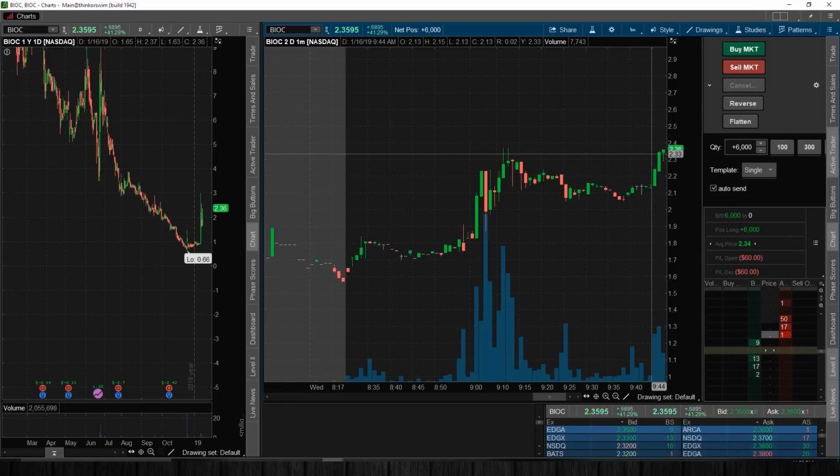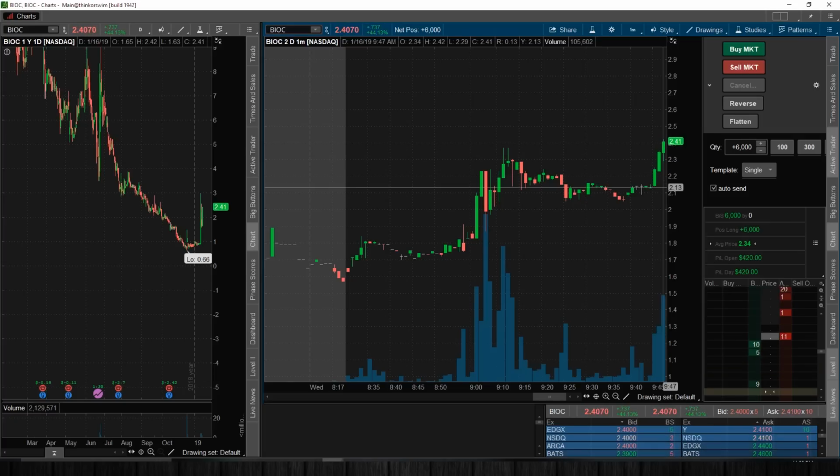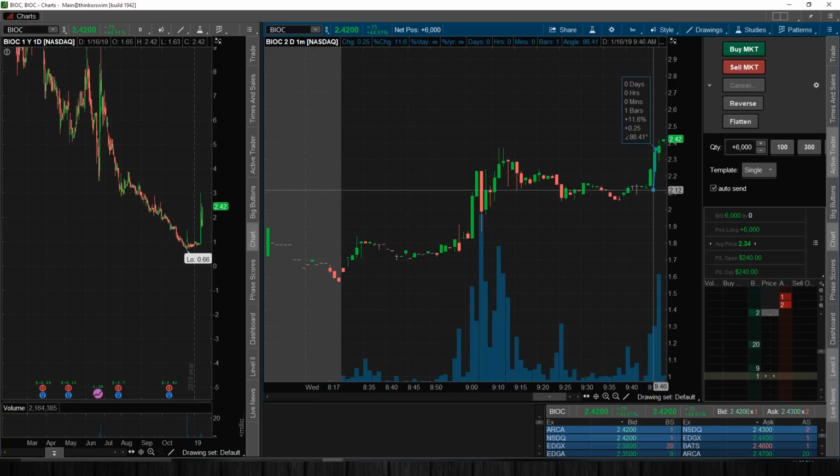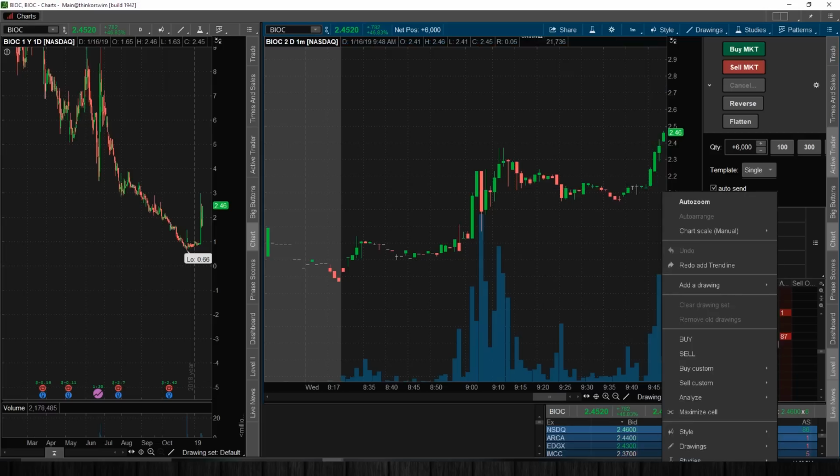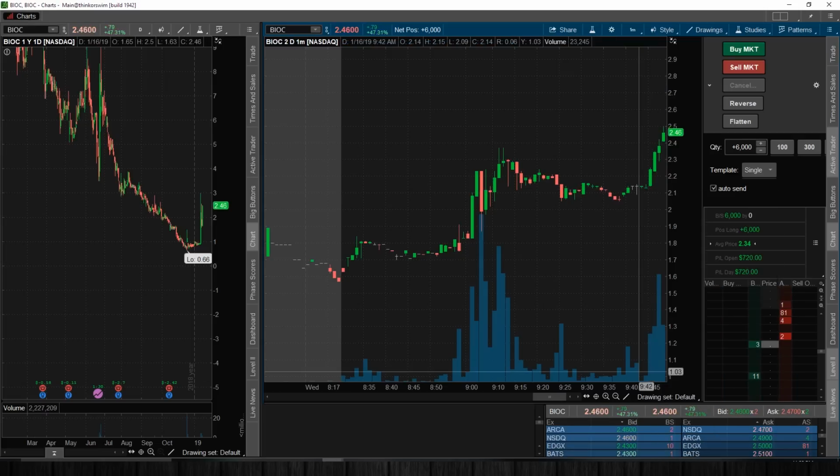I entered at 2.34. The quickest way to enter, especially on Thinkorswim, is always to right click on the price, hit buy, it automatically sets a limit order and it goes through very, very quickly. So you can always do that. So from here, I'm looking just to hold the trade. I know I'm going to be aiming somewhere around the 2.7, 2.8 level, especially because that's going to be somewhere around double the risk that I'm looking at on this trade.